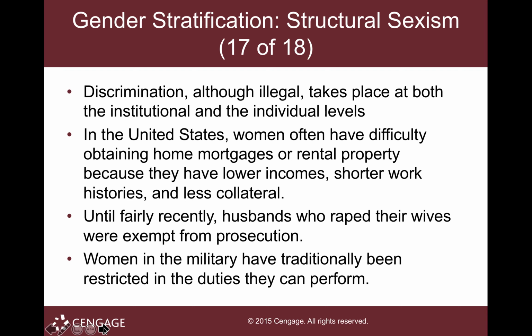So discrimination, although illegal, takes place at both the institutional and the individual level. In the United States, women often have difficulty obtaining home mortgages or rental property because they have lower incomes, shorter work histories, and less collateral. Until fairly recently, husbands who raped their wives were exempt from prosecution. Women in the military have traditionally been restricted in the duties that they can perform. So again, this is just basically showing how there are gender issues and discrimination at both the institutional level and the individual level.